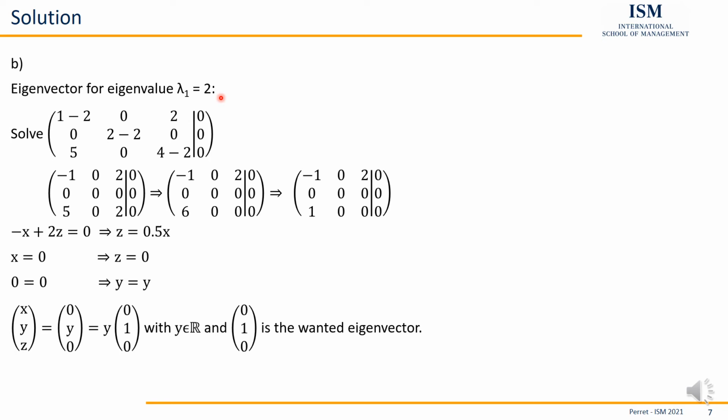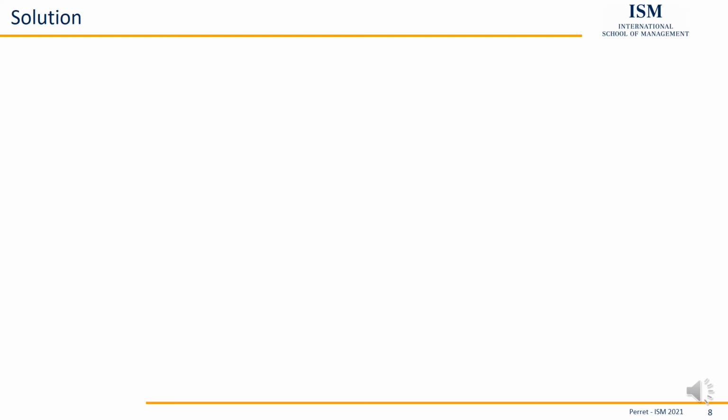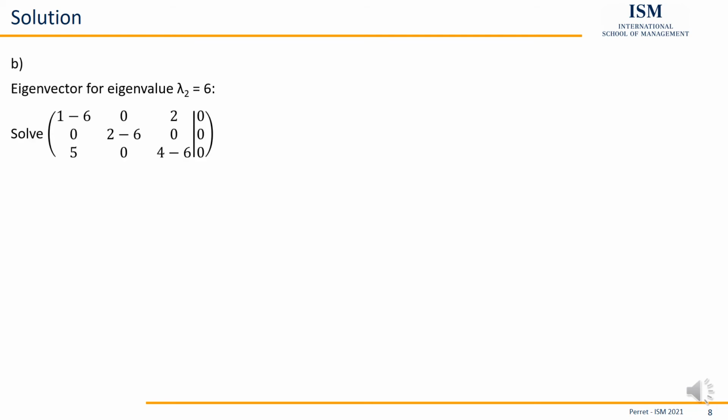Okay, so far so good. So that's the first eigenvector. Let's continue with the second eigenvalue and its eigenvector, which here was 6. So again, we insert 6 into this matrix and therefore into the system of equations.